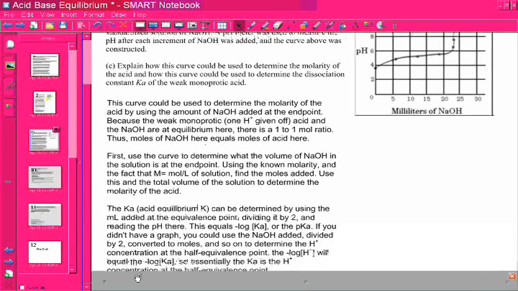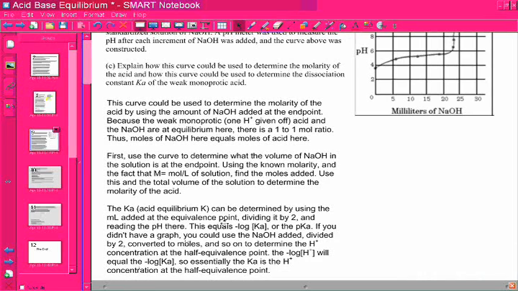The Ka, the acid equilibrium constant, can be determined by using the milliliters added at the equivalence point, dividing it by 2, so taking the milliliters here, dividing it by 2, and reading the pH there. This equals the negative log of the Ka, or the pKa. If you didn't have a graph, you could use the NaOH added divided by 2, converted to moles, and so on, to determine the H plus concentration at the half equivalence point. The negative log of the H plus concentration will equal the negative log of the Ka. So essentially the Ka is the H plus concentration at the half equivalence point.